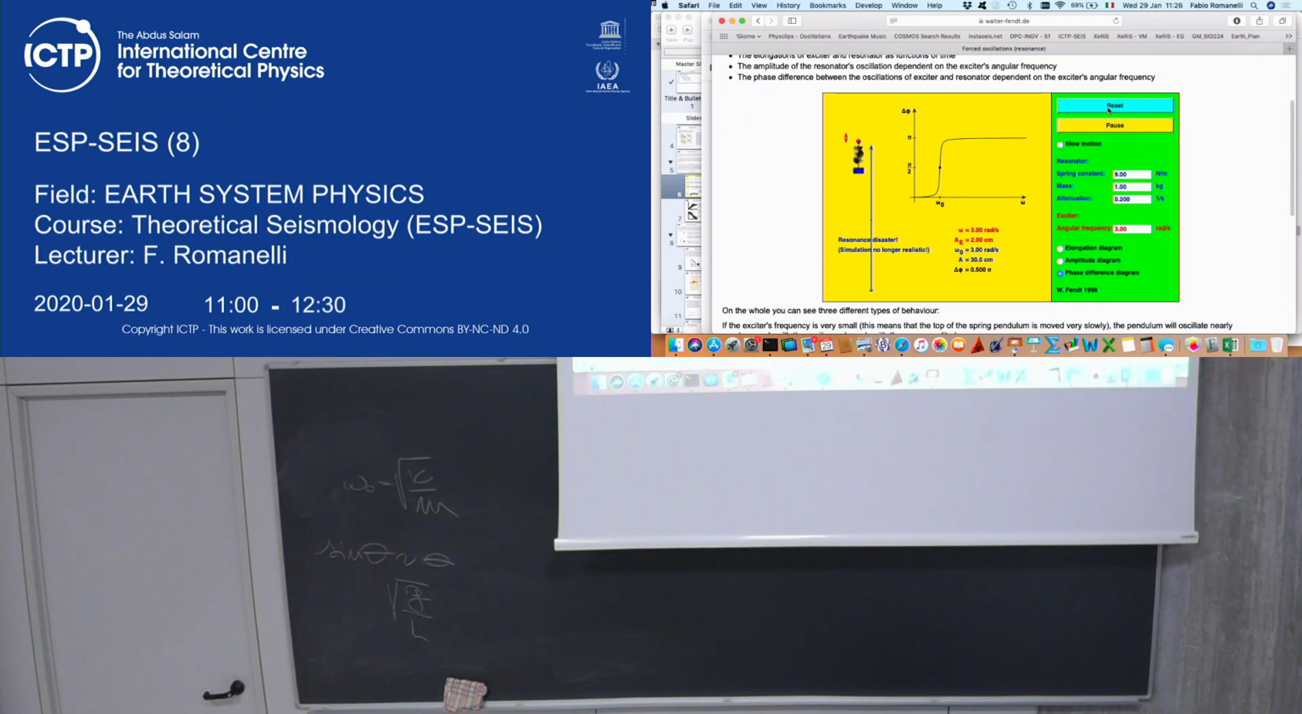Let me go back to this. What is it? You see, when it's moving slowly, there is no phase difference. Look here, 0. When the frequency is very high, the phase difference is pi, and it's always out of phase because it cannot follow. At resonance the situation is 90 degrees, so pi over 2.